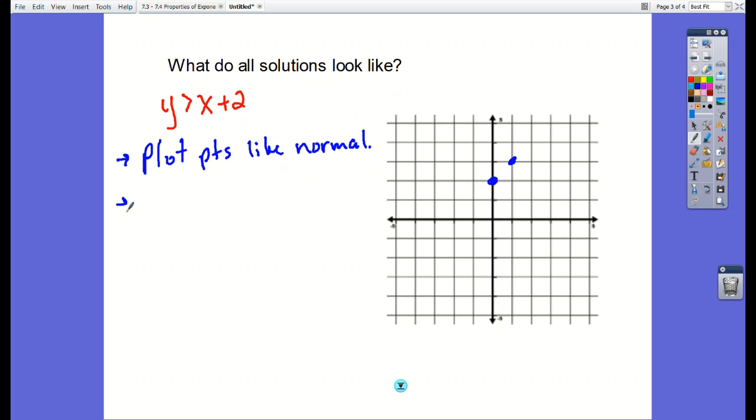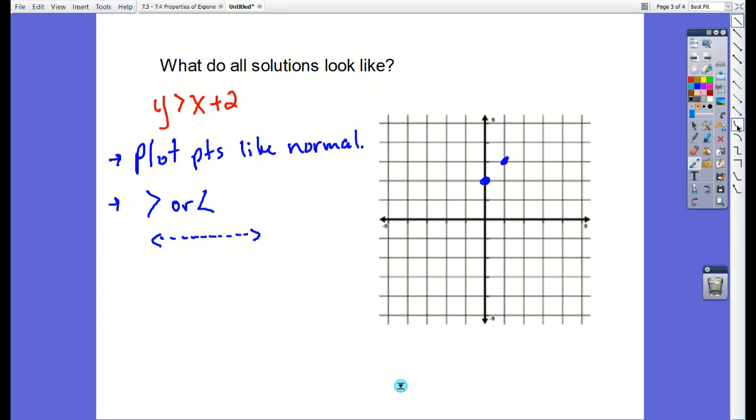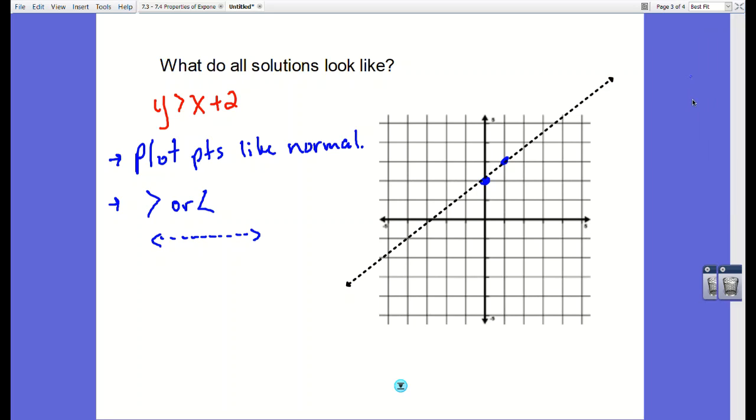And then here's what we're going to do. We're going to look at the inequality. If you have a greater than or a less than, we're going to use a dashed line. The reason we use a dashed line is because any number on that line is actually going to make a false statement. The dashed line tells us that there are no solutions on this line. So we're going to have a dashed line here, looks like that. That tells us all the numbers on that line are actually false.